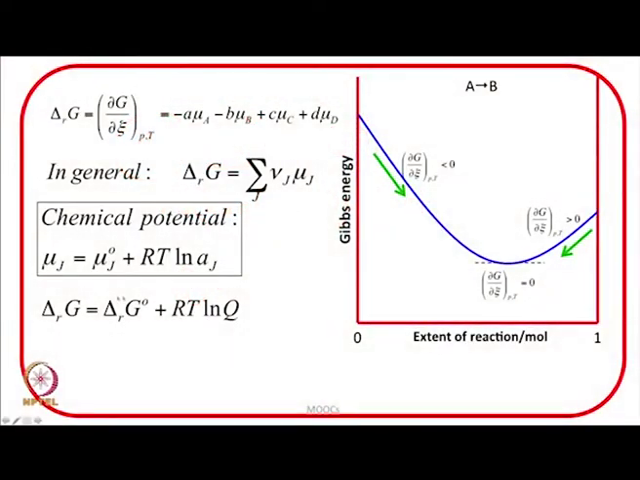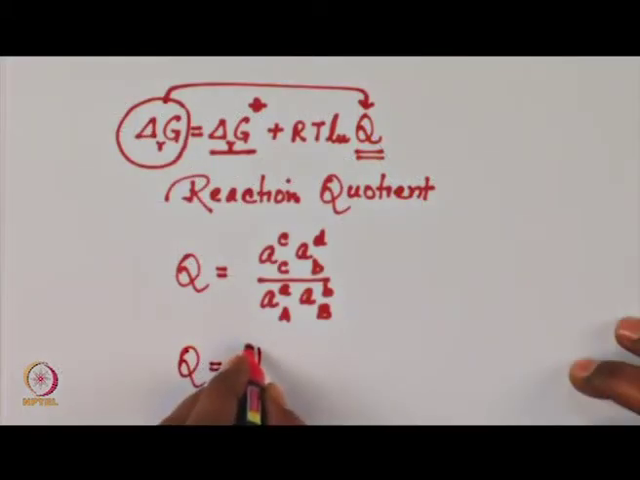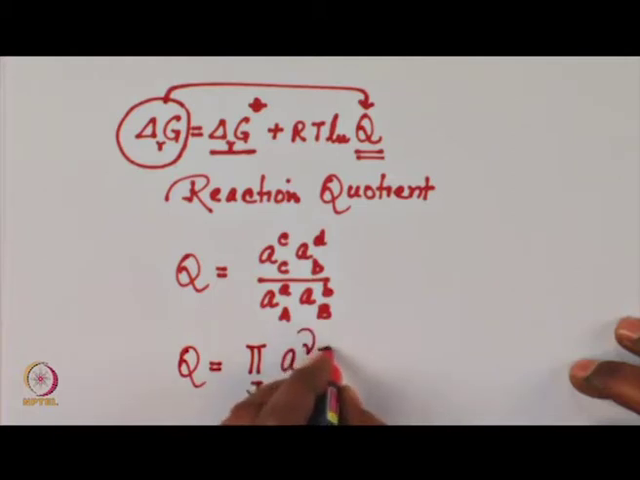Okay, let us go to the slide now. We have come up to this equation that delta Rg is equal to delta Rg naught plus RT log Q, and we also defined Q for the given reaction to be activity of C raised to the power C into activity of D raised to the power D divided by activity of A raised to the power A into activity of B raised to the power B. In general, we are writing reaction quotient as product of activity of J raised to the power nu J. That is, if I write in general, Q will be equal to the product of activity of J raised to the power nu J.